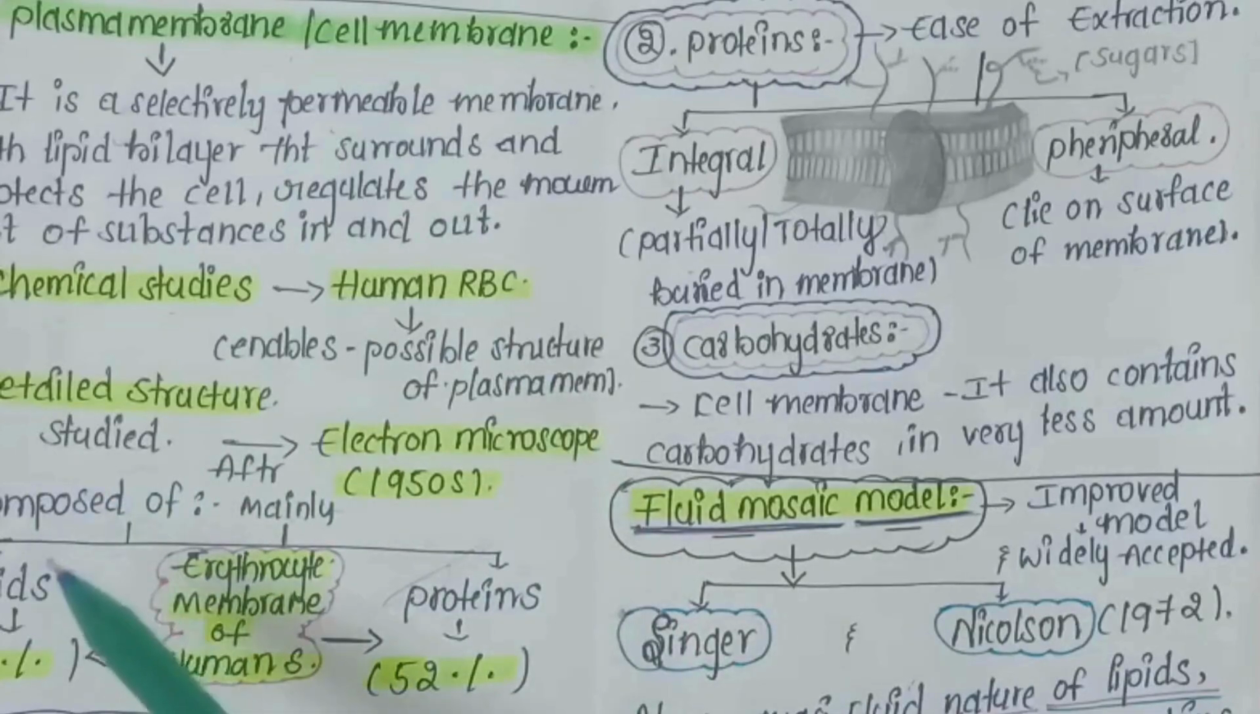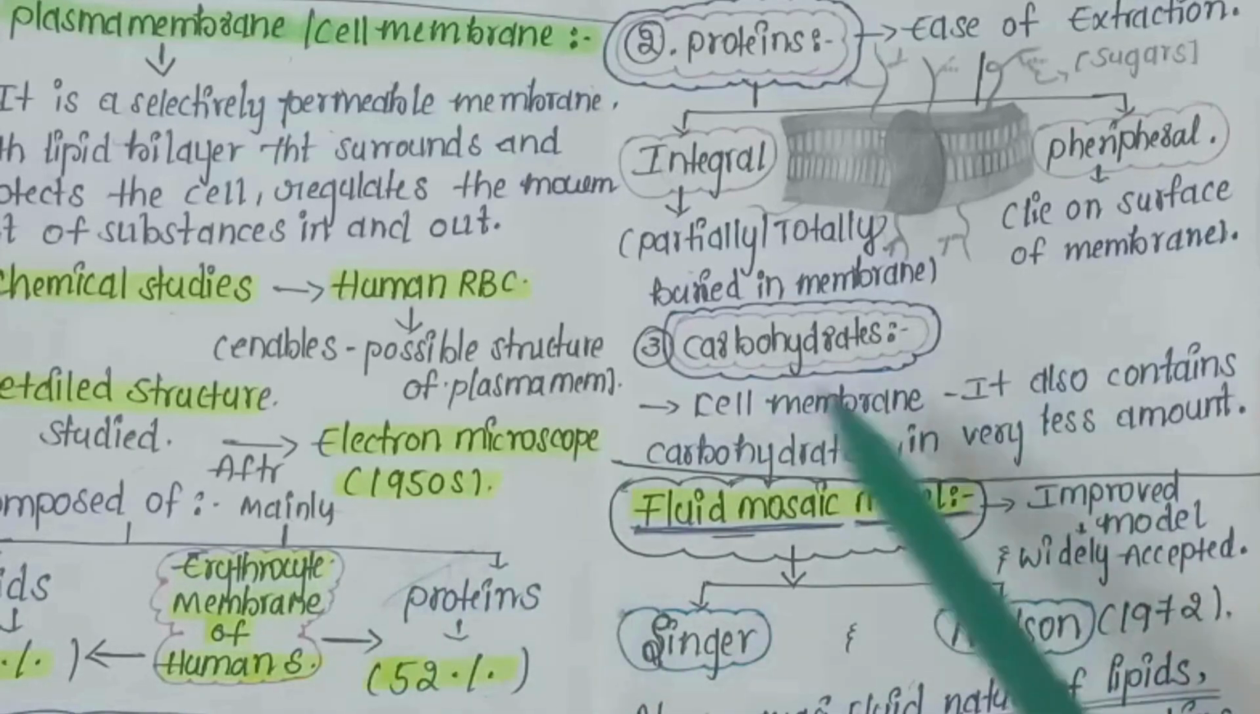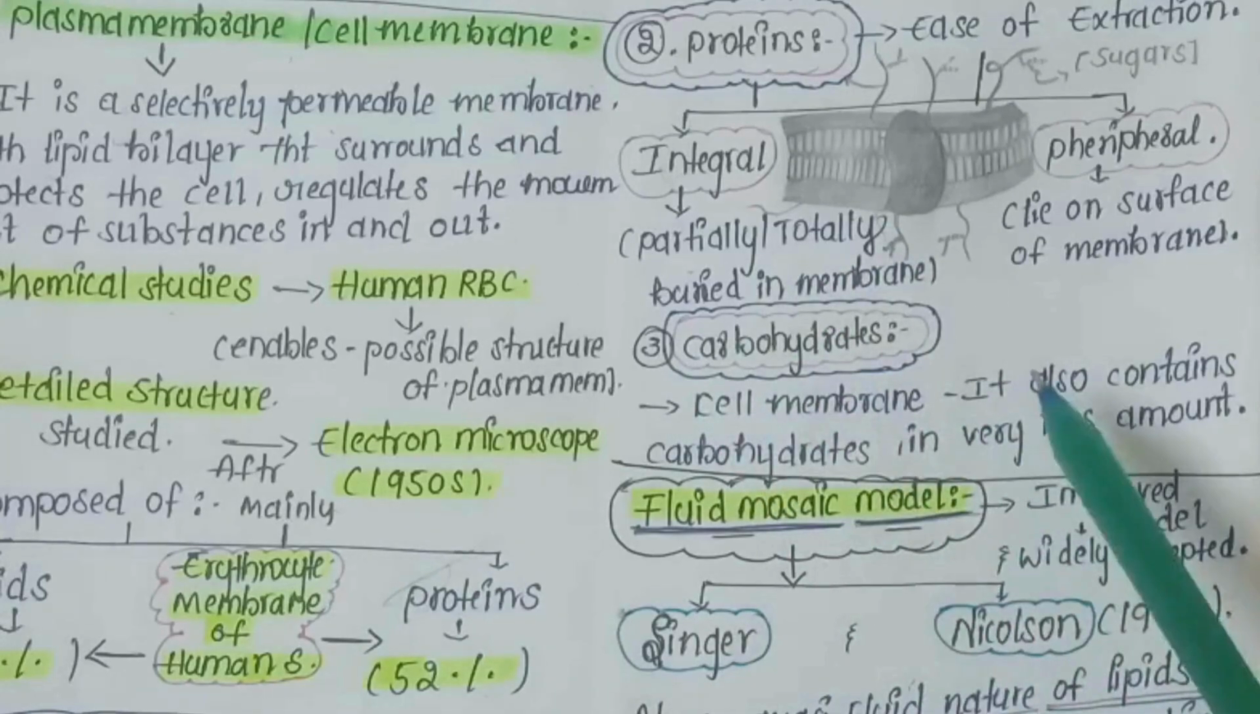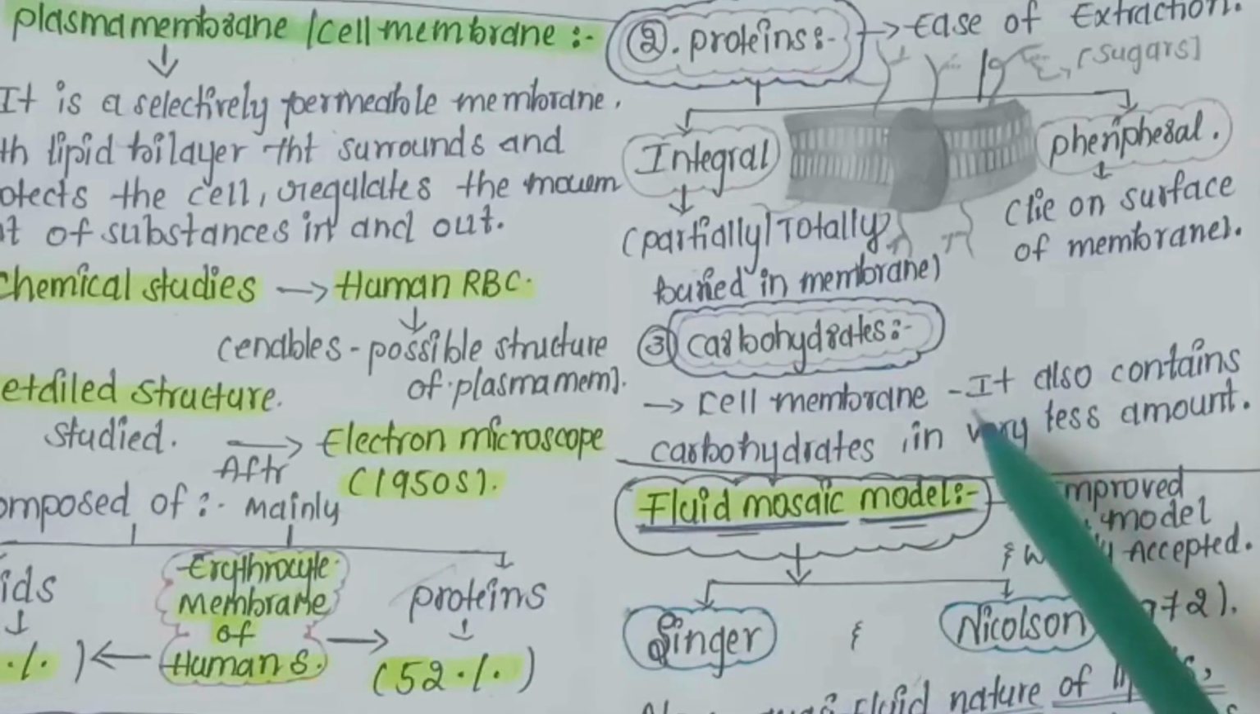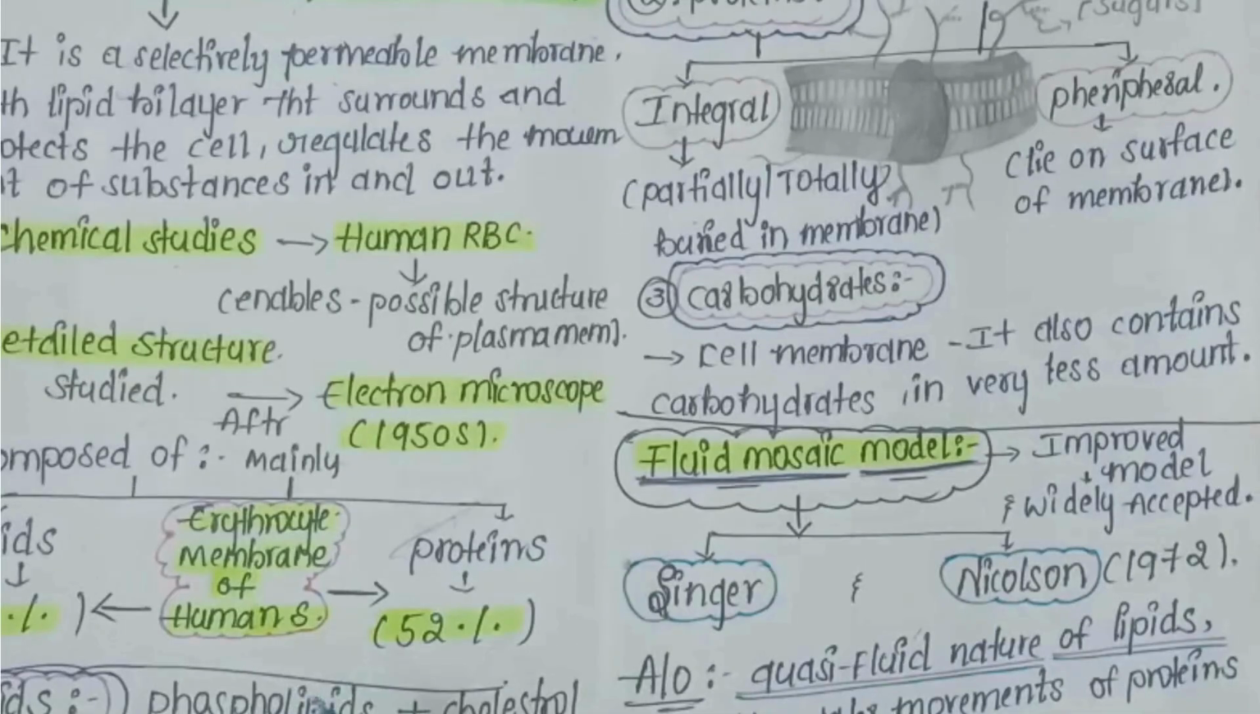Coming to the composition of the plasma membrane, it contains lipids, proteins and carbohydrates. The lipids are 40%, proteins are 52%, and it also contains carbohydrates on the cell membrane, which are in a very small amount. The lipids include phospholipids and cholesterol. The phospholipids have a hydrophilic polar end towards the outside of the membrane, and the non-polar hydrocarbon tails towards the inner side, which are hydrophobic in nature.